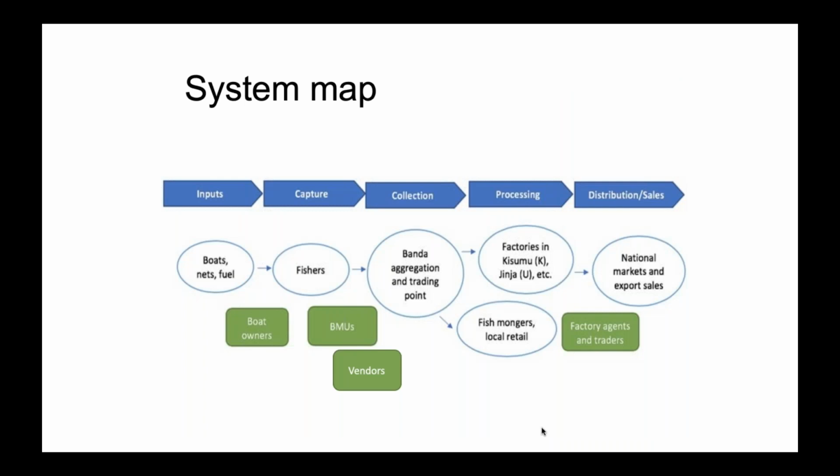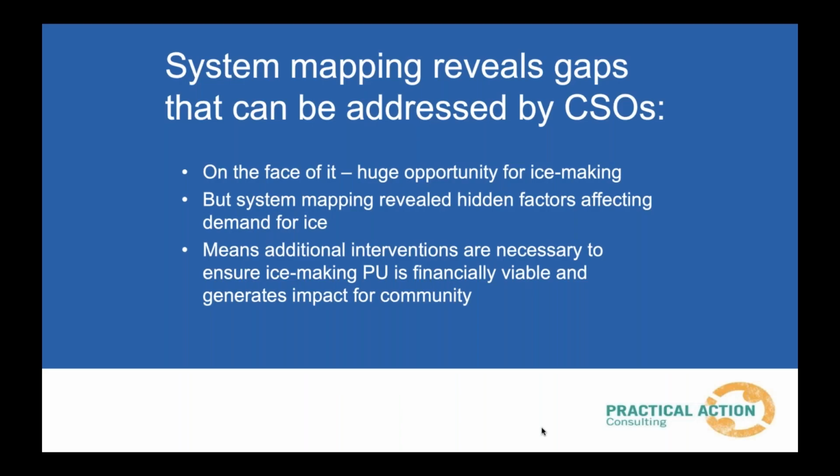And I'm not going to go through this with you in detail, but this just shows the value chain from inputs all the way through to distribution and sales, and the roles of each actor at each stage of that value chain. We also looked at the linkages between these different actors and some of the assumptions that were underpinning that system.